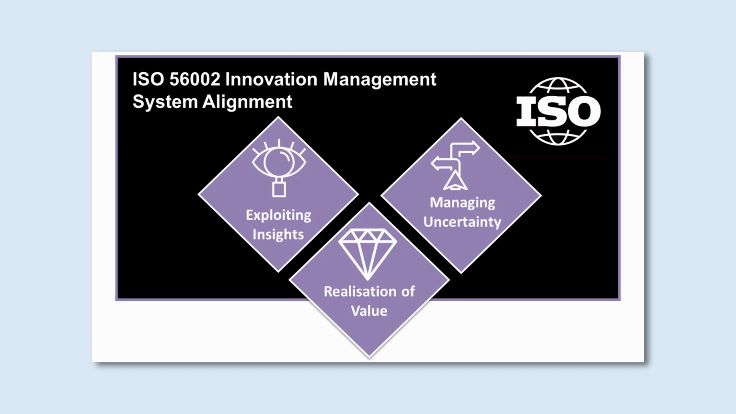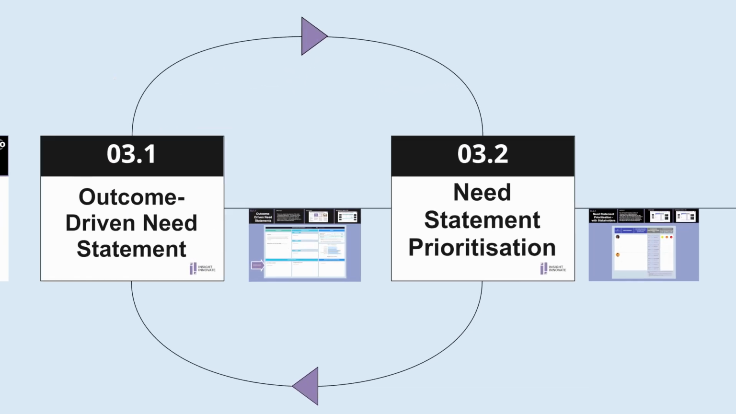The third principle is managing uncertainty. This involves continuously validating, prioritizing, and getting feedback on your outcome-driven need statements through engagement with key stakeholders. There are 2 parts to this Discovery Step 3.